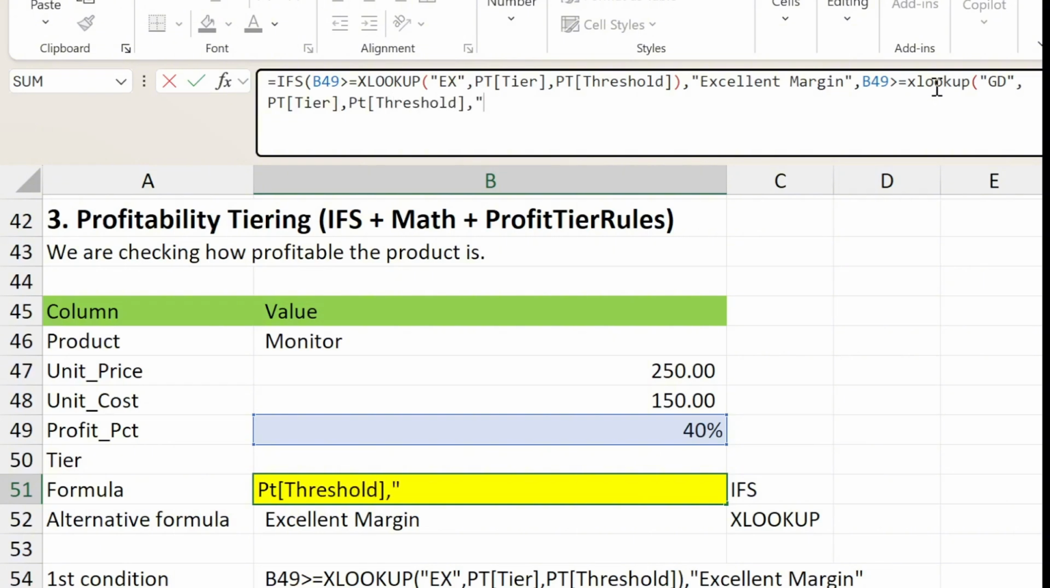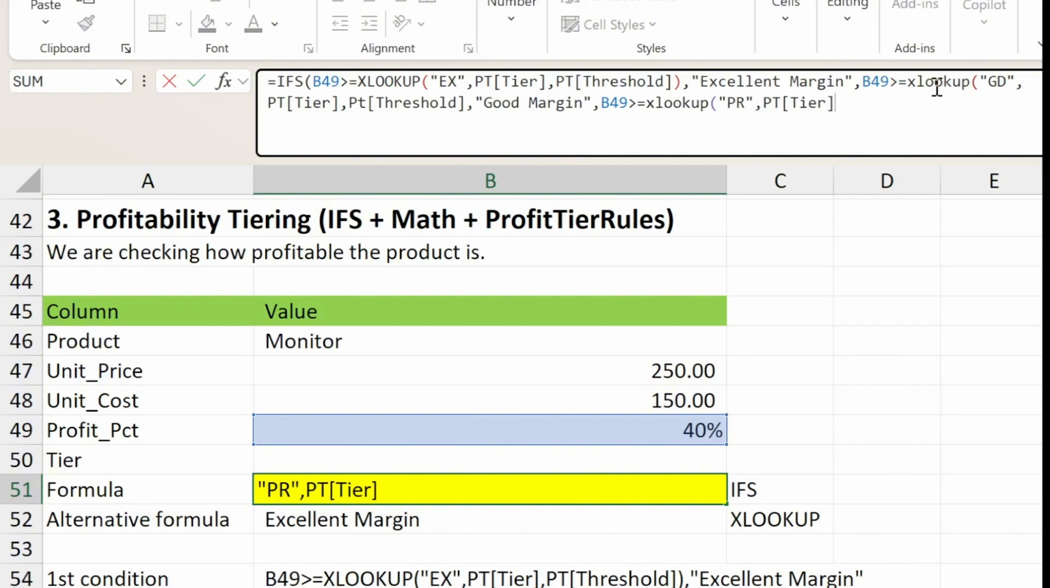The first condition checks if the percentage meets the excellent margin threshold. The second condition checks if it meets the good margin threshold. The third condition checks if it meets the poor margin threshold. The final condition, TRUE, returns loss.